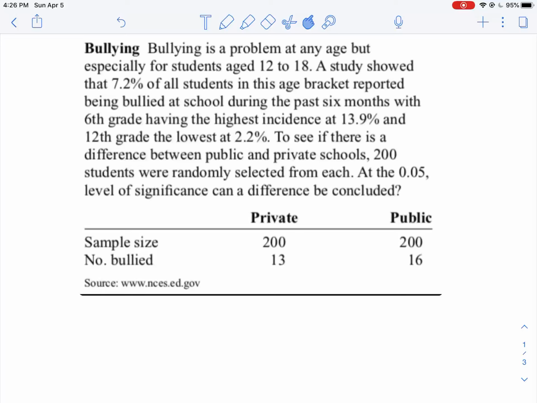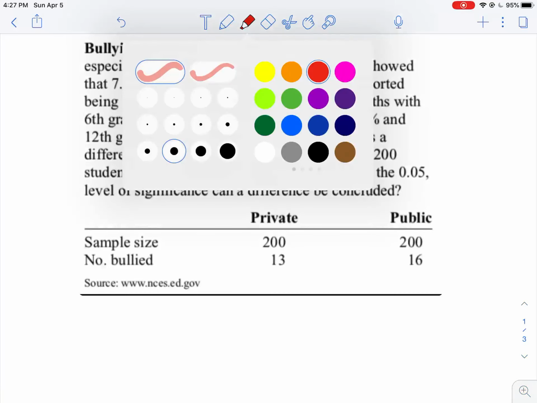Now, at the beginning of the problem here, you'll notice that they talk about bullying being a problem at any age for students from 12 to 18. So that 7.2% of all students in this bracket reported being bullied at school during the past 6 months, with 6th grade having the highest incidence and 12th having the lowest. Now, they give you some statistics here. We're not going to deal with that because here's what we're concerned with today.